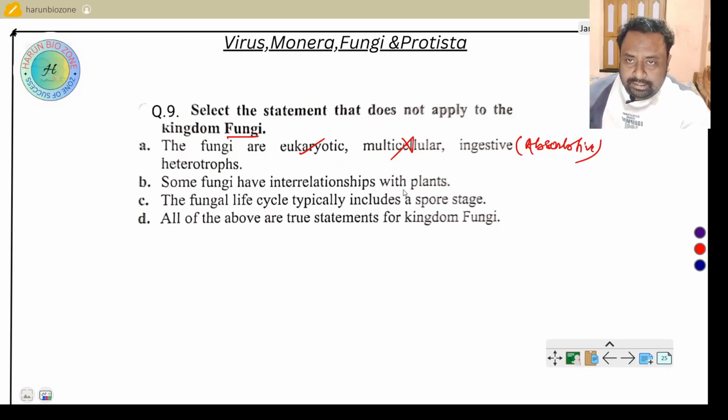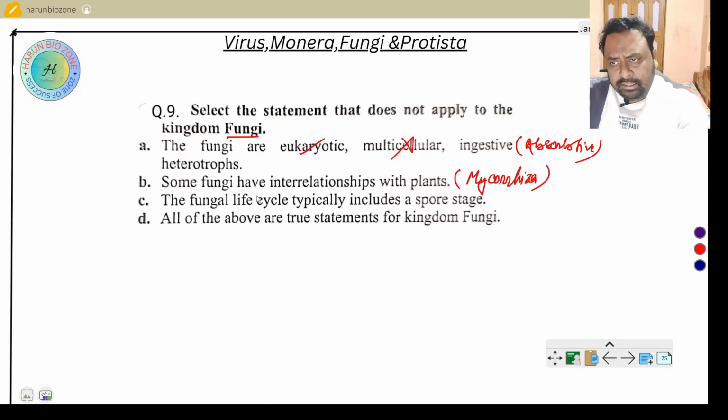Some fungi have interrelationships with plants like mycorrhiza, the symbiotic relationship of fungus and roots of higher plants. The fungal life cycle typically includes a spore stage, right? All of the above are true statements for kingdom fungi, not all of the above. Here the statement that does not apply to the kingdom fungi is this one.